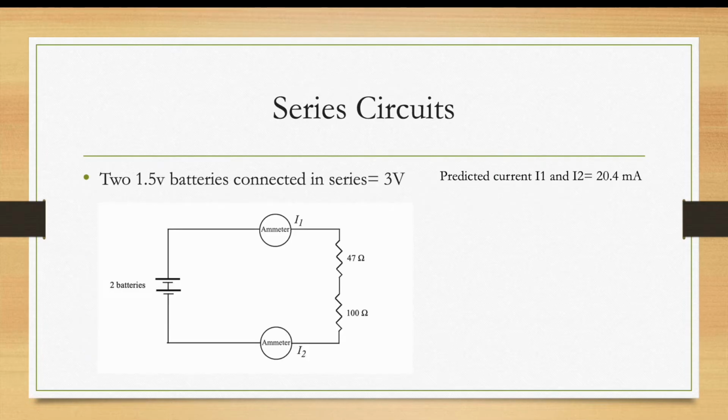First, a little description of our circuit: we had two 1.5 volt batteries connected in series, which total up to 3 volts across the circuit. But in real life, our circuit only had 2.7 volts. This is because the batteries were a little discharged. With these 3 volts, my predicted currents I1 and I2 are the same because it's a series circuit, and it was 20.4 milliamps.